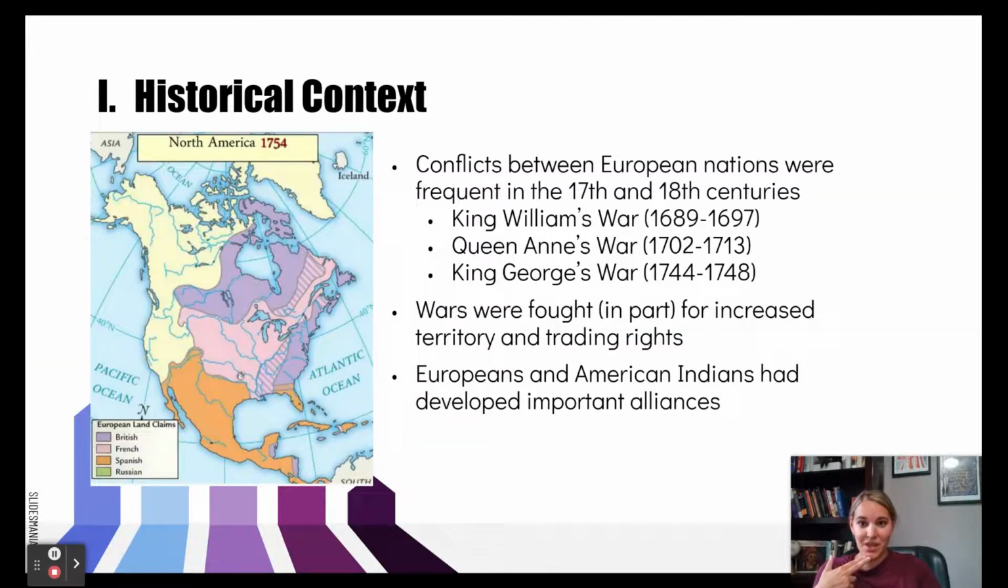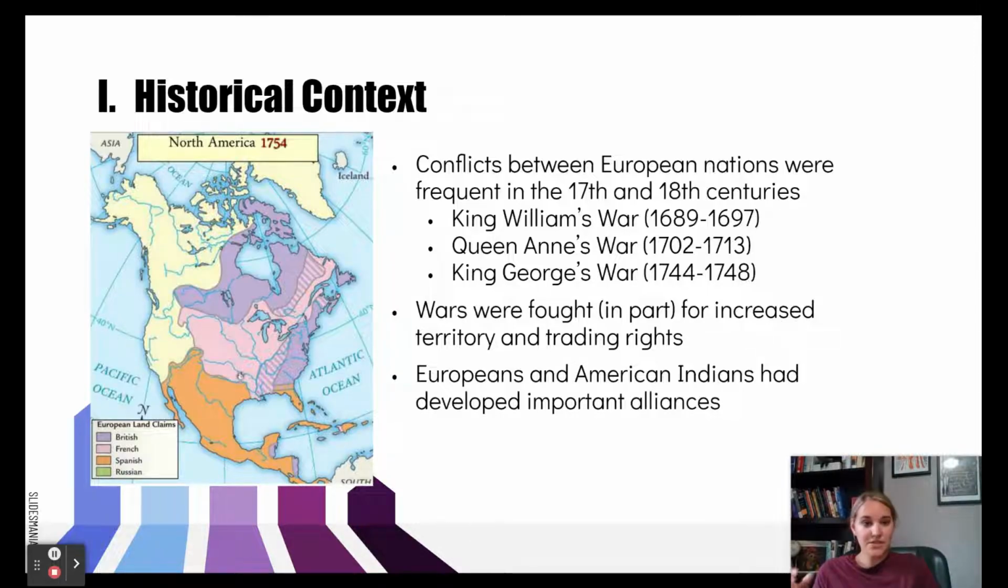So historical context: what you want to know is that this isn't an isolated event. The French and Indian War is the fourth in a series of conflicts between European nations, primarily Britain, France, and Spain. And all of these wars are going to work together to incur a lot of debt for Great Britain. That's a key idea that you want to be aware of.